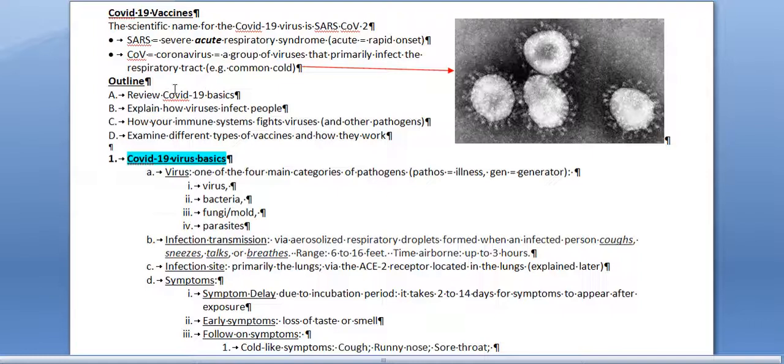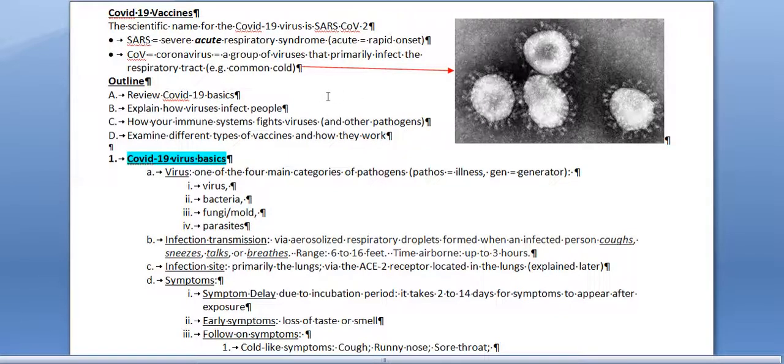Hit you fast. The CoV part stands for coronavirus, and coronavirus is a group of viruses that primarily infect the respiratory tract. In fact, one example is the common cold, and this is kind of what they look like. Here's the virus, and these little dots around it look like a halo, right? Maybe that's why they call it corona, like a crown. Corona means crown, and those are actually spike proteins which attach to human cells.